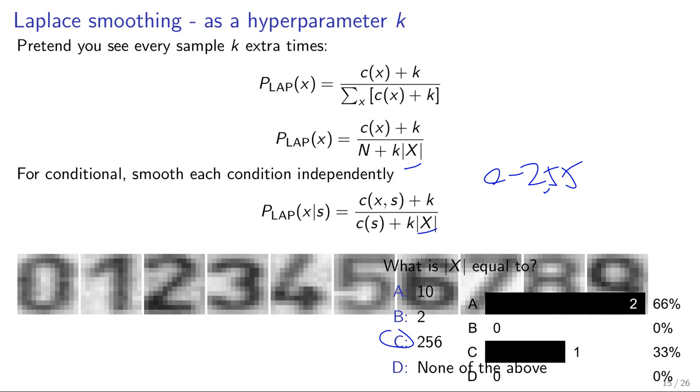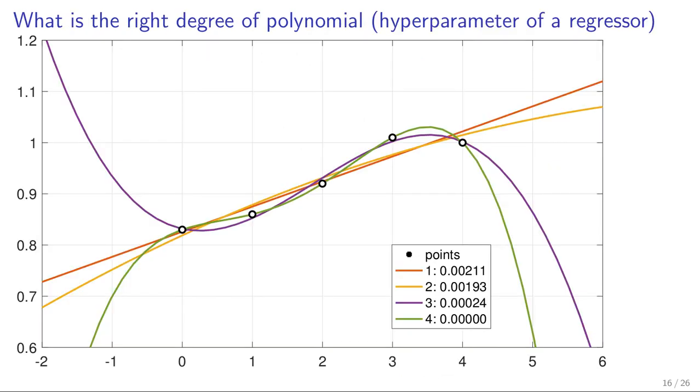And so the next topic is we will be talking about these hyperparameters. So this is in general in machine learning. These are parameters of classification. So this is one example, that would be the K of the Laplace smoothing. There could be many others.